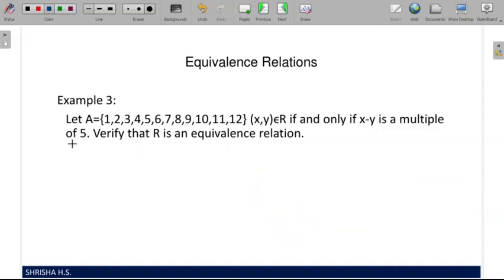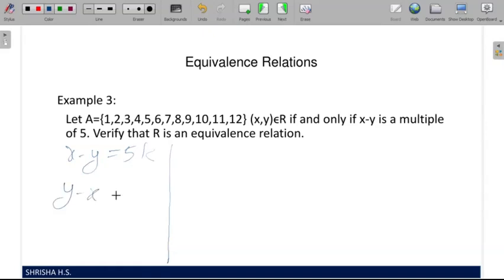Second, let's see. The condition x minus y equal to 5k should be satisfied if the particular ordered pair belongs to the relation. Now we have to check whether it is symmetric or not. So x comma y satisfies x minus y equal to 5k. What happens to y comma x?